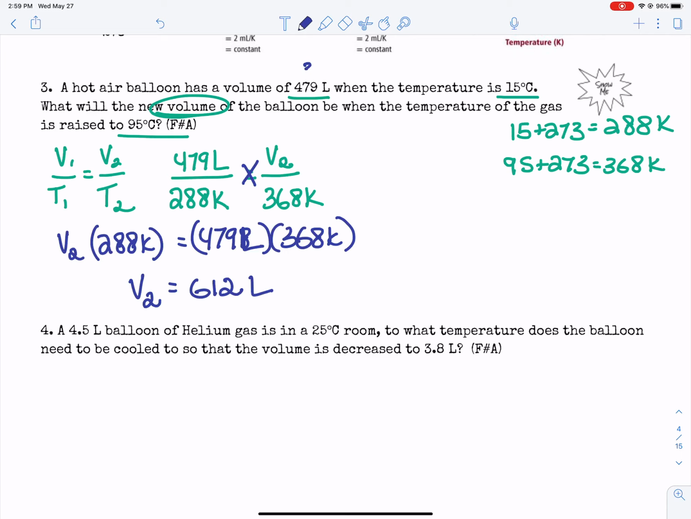And again, it's perfectly fine, right? All these numbers here have 3 significant figures, so my answer can have 3 significant figures there. The units of Kelvin are going to cancel out.